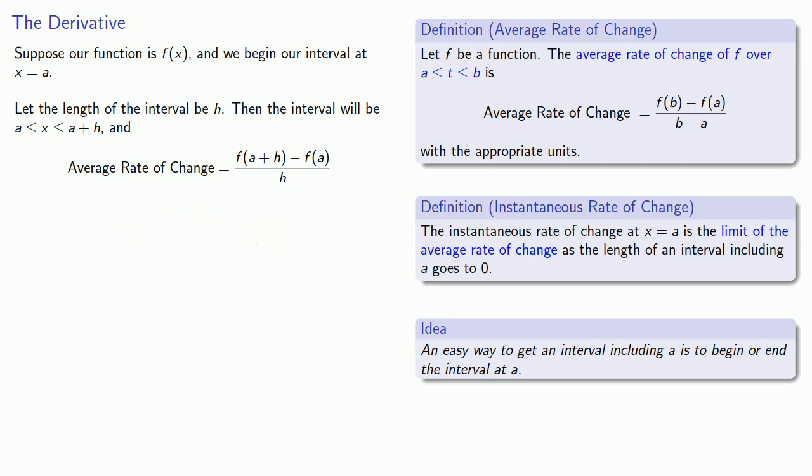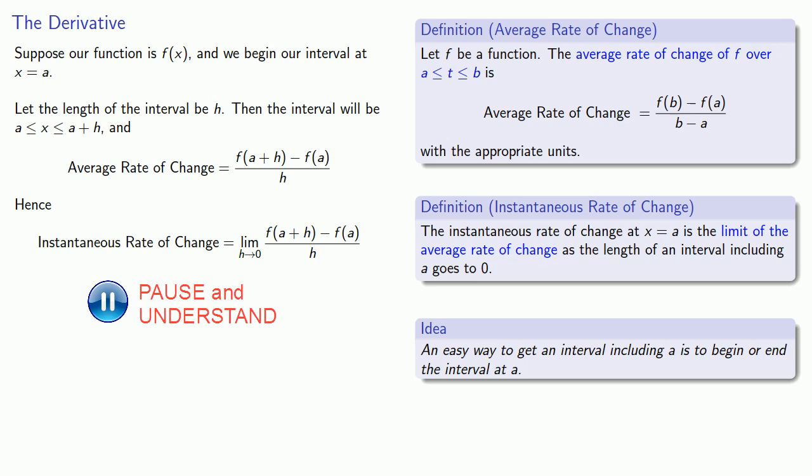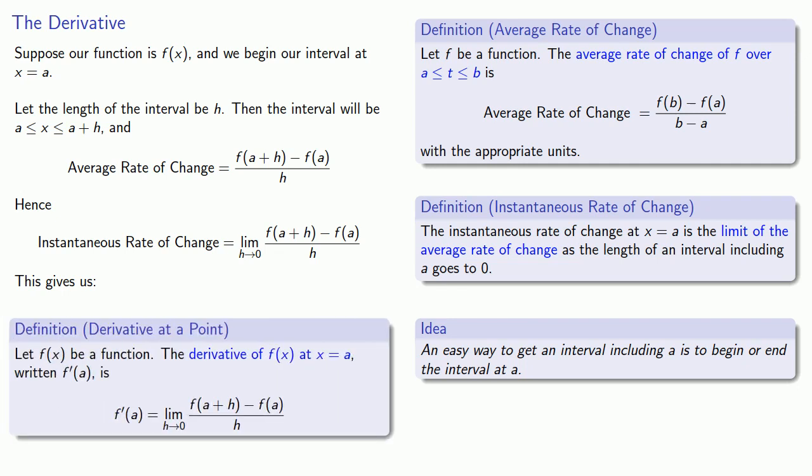Now our instantaneous rate of change is going to be the limit of the average rate of change as the length of an interval containing a goes to 0. So we're going to take the limit as h goes to 0 of this quantity, which is called the difference quotient. And this particular limit is so important that we give it a very specific name. We call it the derivative at a point.